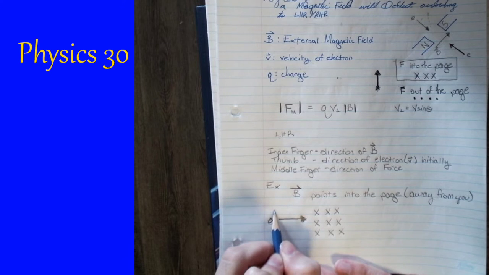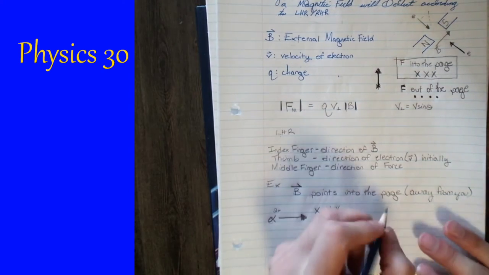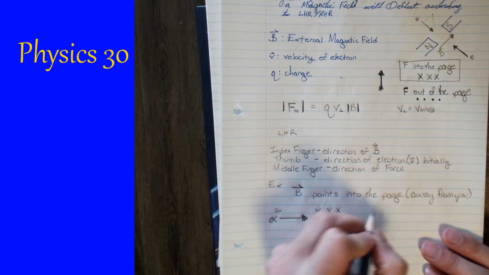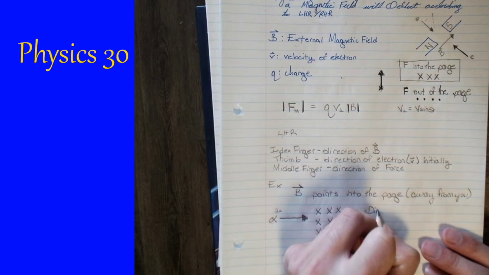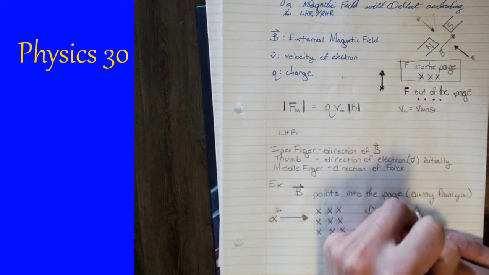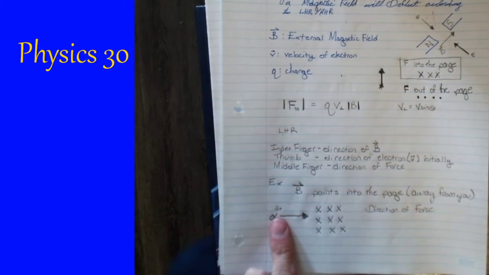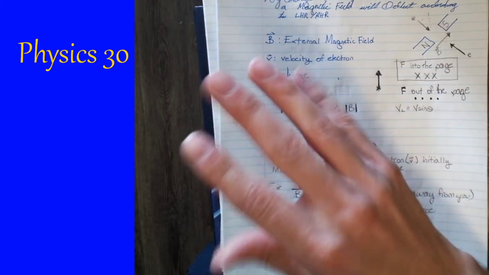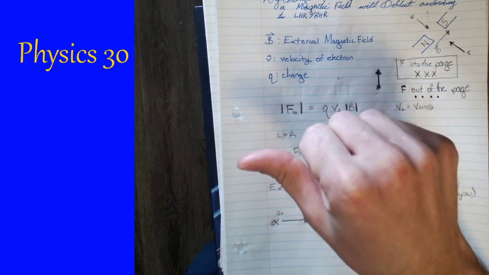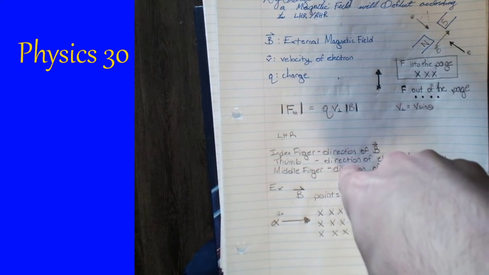Well, we'll be sure to remember that an alpha particle has a positive 2 charge, and the magnetic field points this way. So the thing we want to know is what's the direction of the force. So, okay, positive charge, so we're using our right hand. The magnetic field points downwards into the page or away from you.